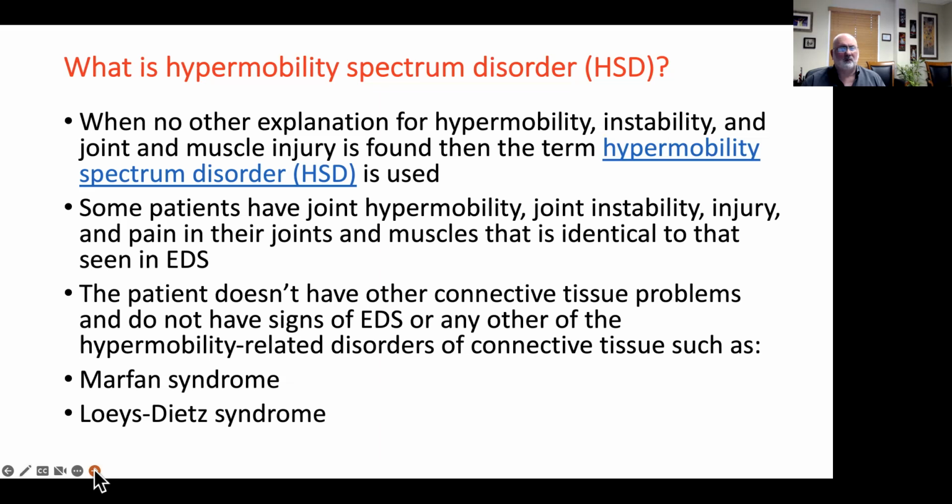So hypermobile spectrum disorder is what we deal with on a day-to-day basis. It's the most common thing that people have. There's no genetic marker for this. We also see some people who have Marfan Syndrome at times. And basically, it's the same kind of questionnaire that you have to ask, except for Marfan's, they have different physical findings that I'm not going to get into today. We can do the next one.